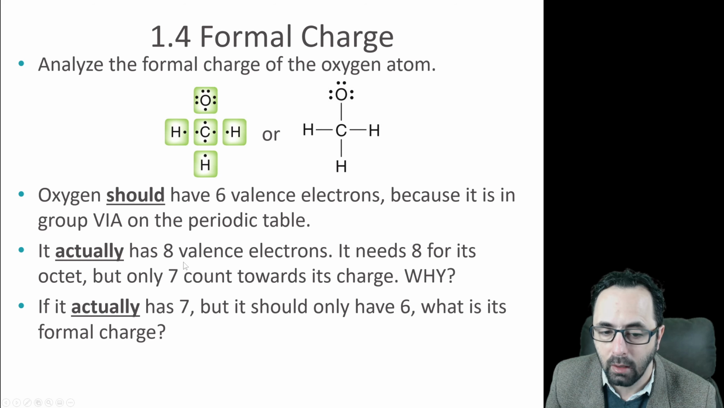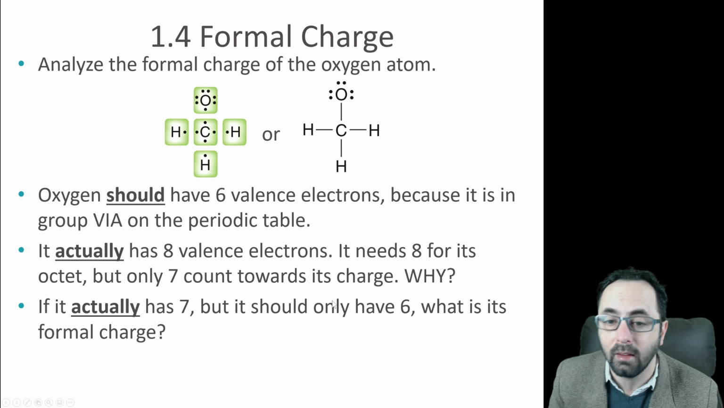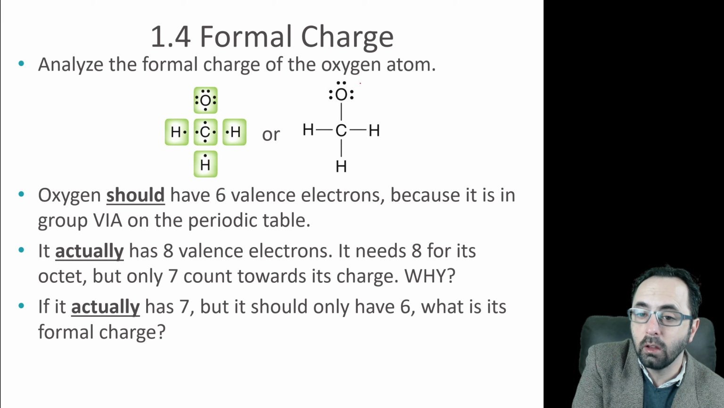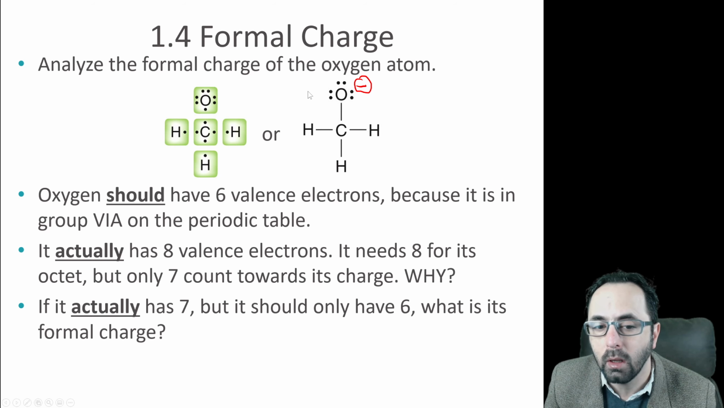Only 7 count toward its formal charge. Since it has 7, but it should only have 6, it has 1 more electron than it should have, at least in terms of this kind of fake-ish formal charge counting method. And so we would say that it has a -1 formal charge. And you'll get good at this over time. You'll be able to spot it really quickly the more you do it. But practice at that. Practice looking out for formal charge.